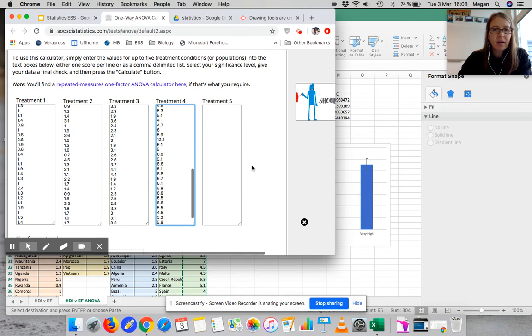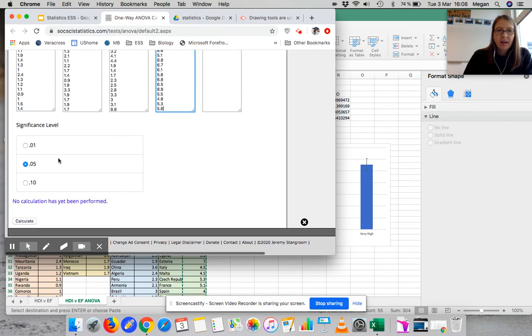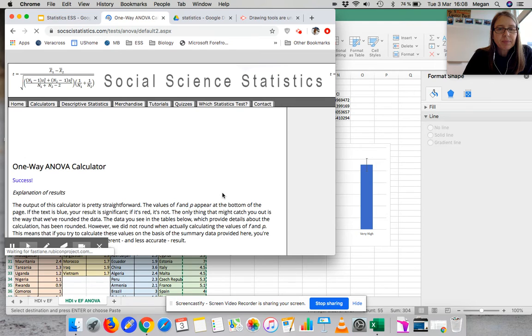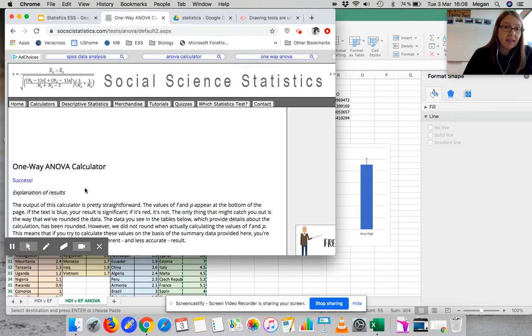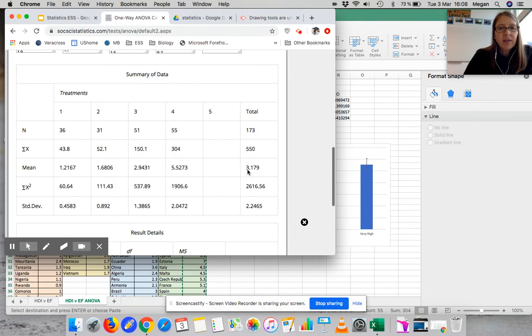And then you scroll down, 0.05 significance is good. That's saying that we want to be 95% sure that we're appropriately rejecting the null if we need to. And we calculate. It says we successfully did it. Yay. Okay, so there's all of our data, and here's the summary of our data.